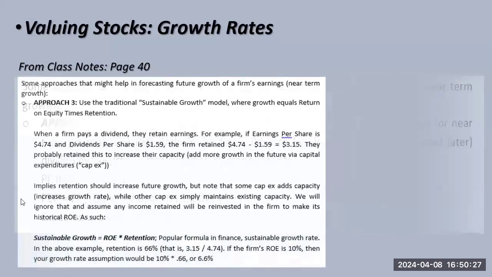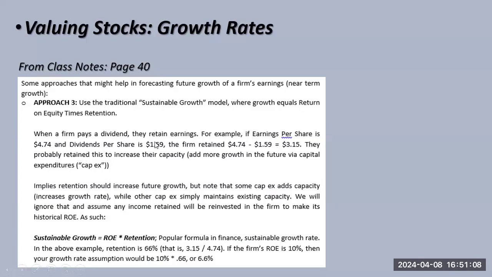Third approach is the textbooks. And that's what we call sustainable growth. You probably had this in 3013, but just to refresh your memory. How fast can a firm grow without having to go out and get capital from the market? And sustainable growth is return on equity times retention. That's the definition of sustainable growth. Retention is 1 minus your payout.